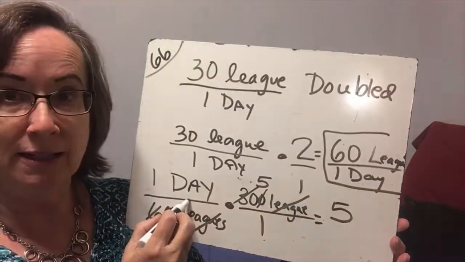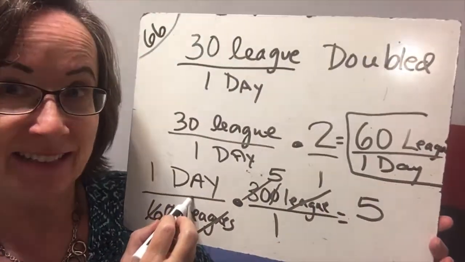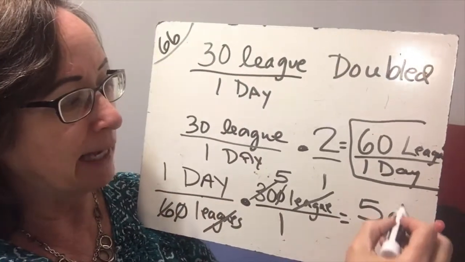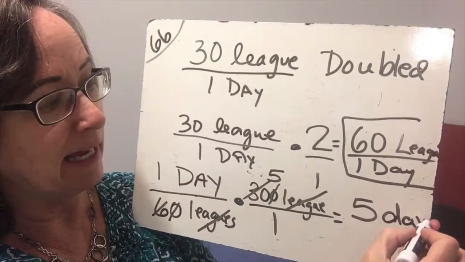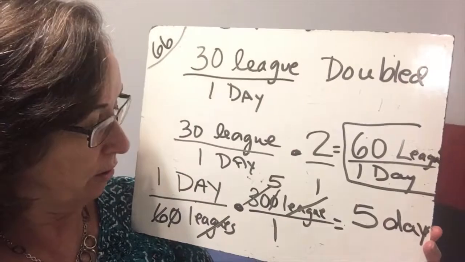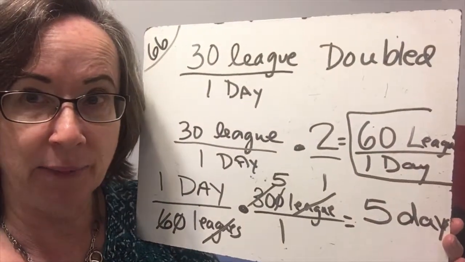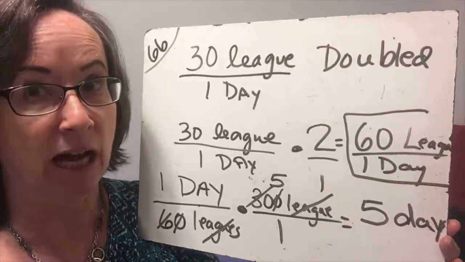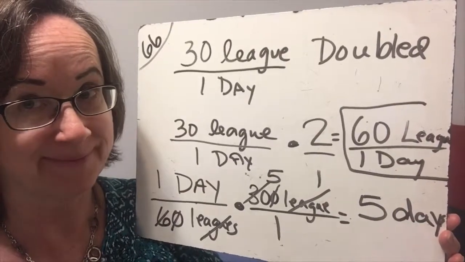But look at what my units are. Everything else canceled except for days. It will take him 5 days to go 300 leagues. And I bet he is one very tired Prince Charming.